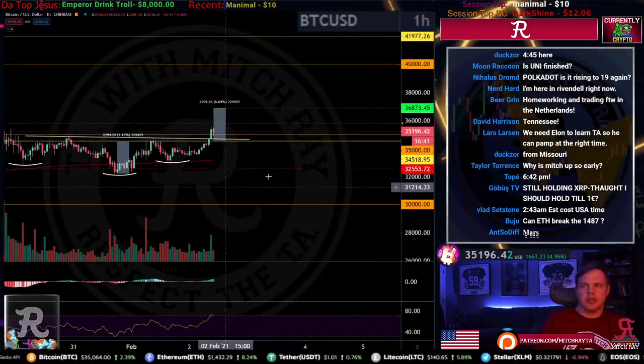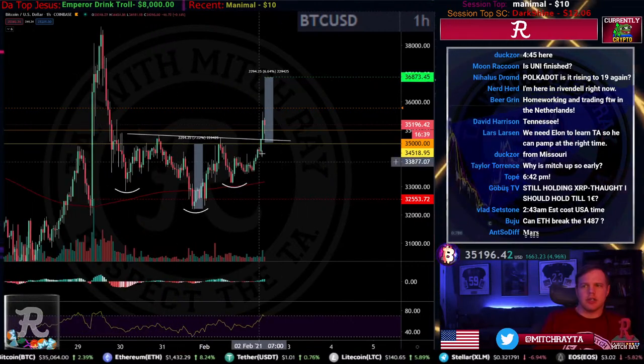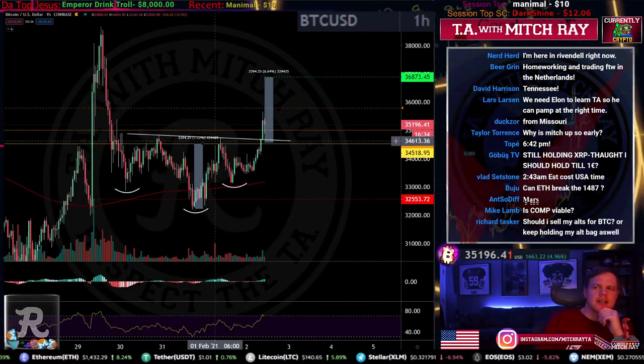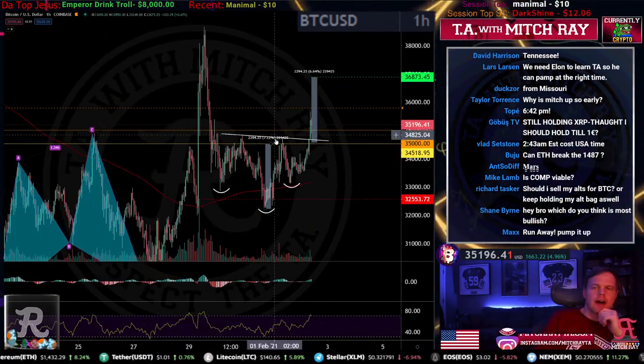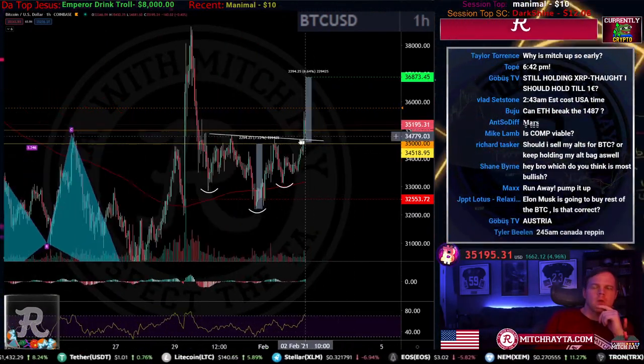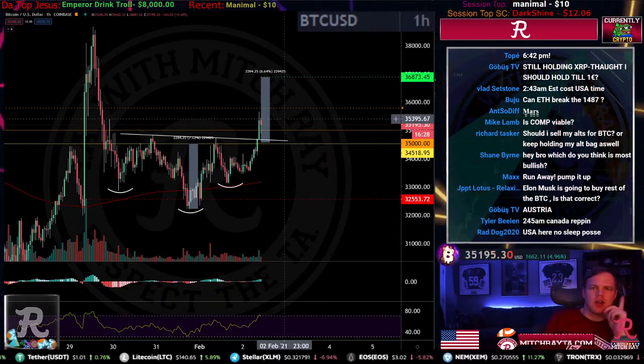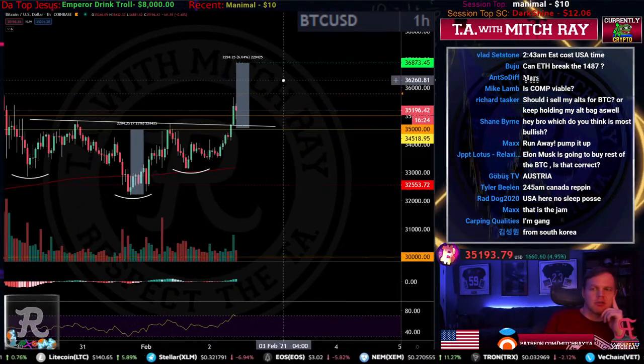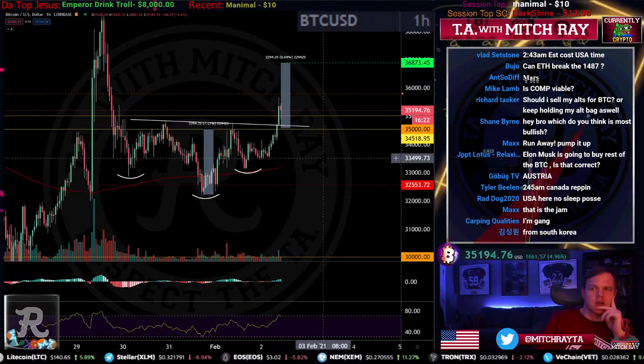Oh, the back test of 35K. You did it. Now you wonder, will we back test the neckline here? Or 34.5? Or is it just 35K? The psychological support resistance is going to be tested before it goes higher. That's a really good question. You don't really know.